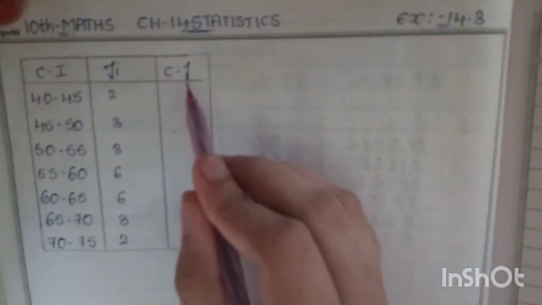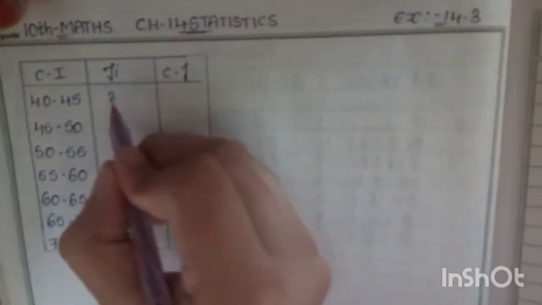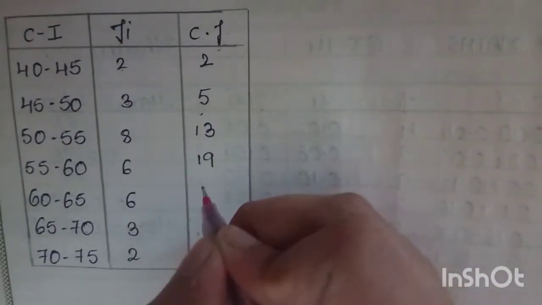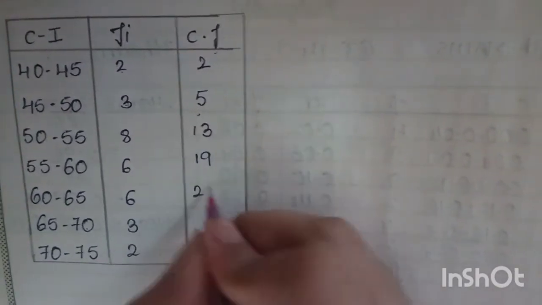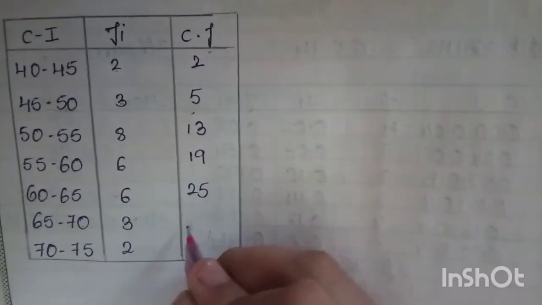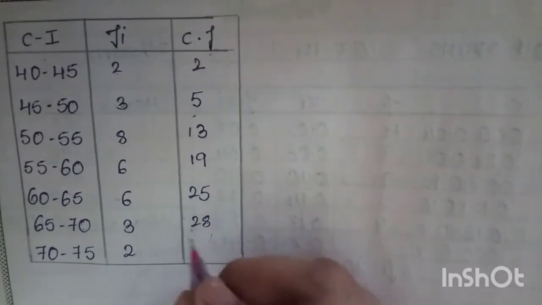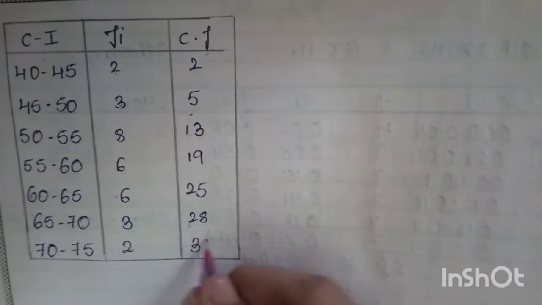So how to find cumulative frequency is, first you write the 2 from the frequency as it is, and next you have to add. So 3 plus 2 is equal to 5. Next 8 plus 5 is equal to 13. Next 6 plus 13 is equal to 19. Next 19 plus 6 is equal to 25. 25 plus 3 is equal to 28. 28 plus 2 is equal to 30.